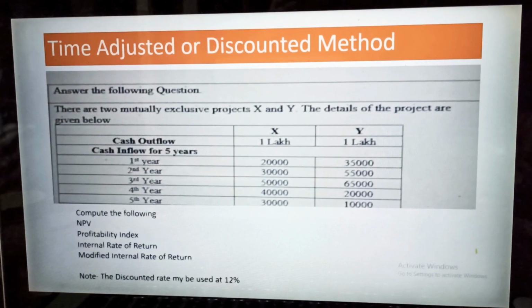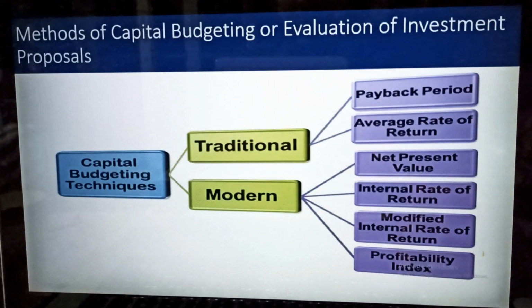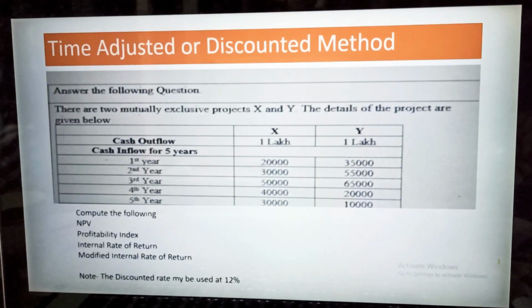Let's see the time adjusted or discounted method as I have given. This is the question before you: there are two mutually exclusive projects X and Y. The details of the projects are given below. Cash outflow for both projects is 1 lakh each. Cash inflows for 5 years, first to fifth year, for the first project are 20,000, 30,000, 50,000, 40,000 and 30,000 respectively, and then 35,000, 55,000, 65,000, 20,000, 10,000 for the other.